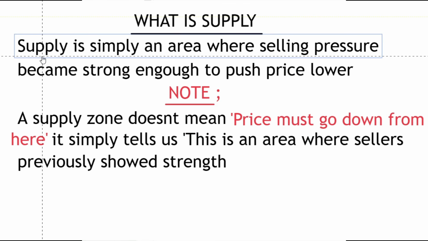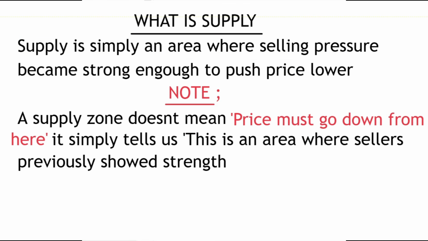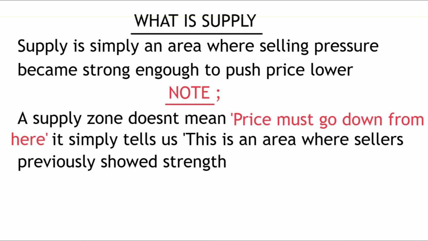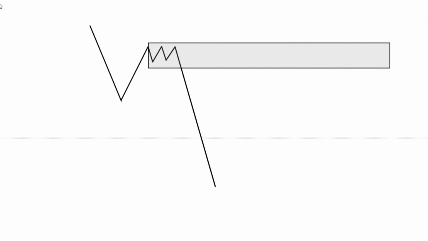Now let us flip the idea. What is a supply zone? The supply zone is an area where selling pressure became strong enough to push price lower. So let us look at the textbook version of supply.